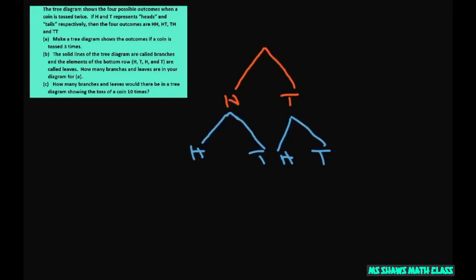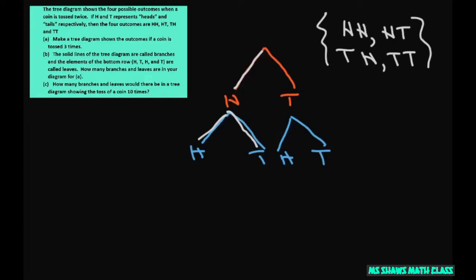So here's your tree diagram. And your outcomes are, basically, if you look at this, HH, and then HT, and then you have TH, and TT. That's your sample space there. All right, now it says make a tree diagram that shows the outcomes if a coin is tossed three times.